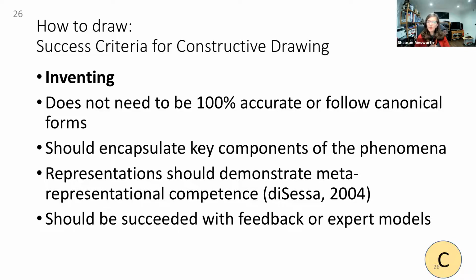And what we know is if we can help learners develop this, and even quite young children have quite naive and good meta-representational competence that we can build on if we look for it. And then finally, with invention, we often need to give feedback or we need to provide an expert model.